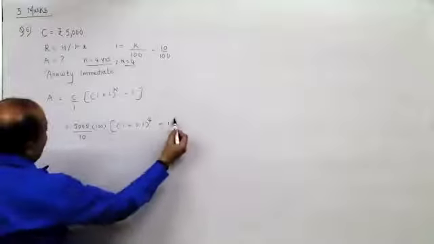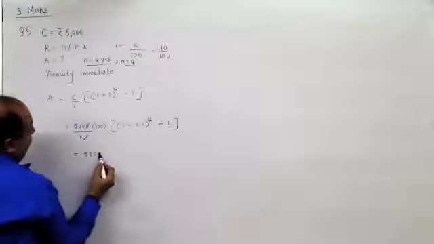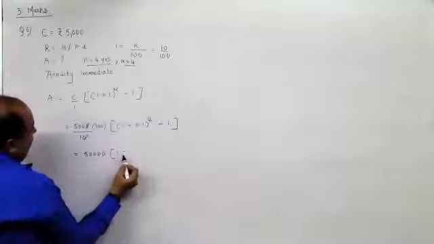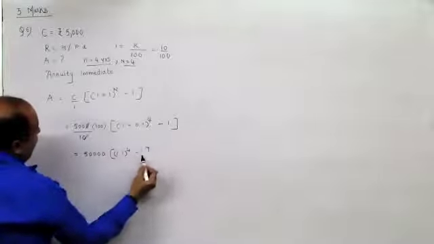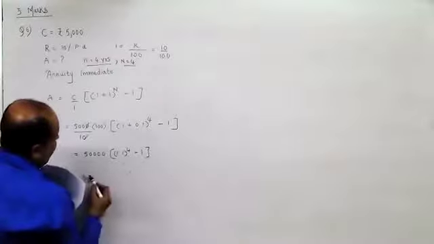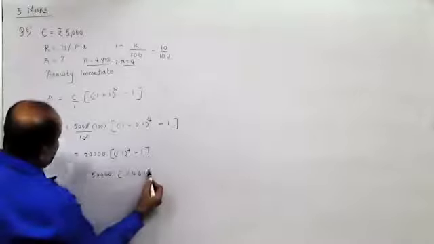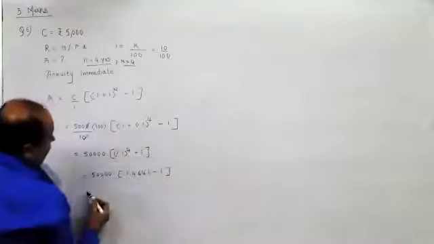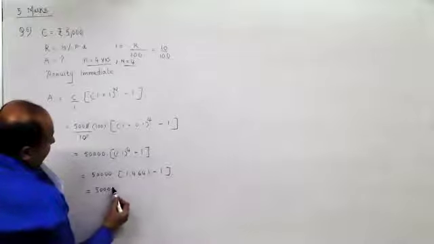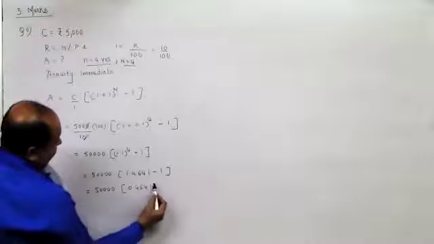And this minus 1. Now, this would give me what? What is 1.1 raised to 4 minus 1? Now 1.1, 11 square is 121. 121 into 121 is what? They should have given you the value. Yeah, they've given it as 1.4641 minus 1. So this would be 0.4641.